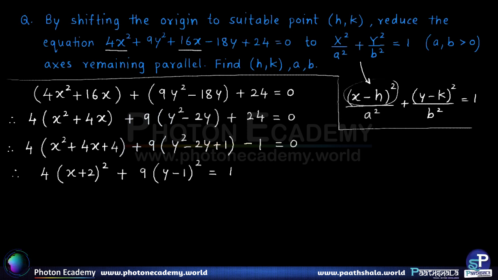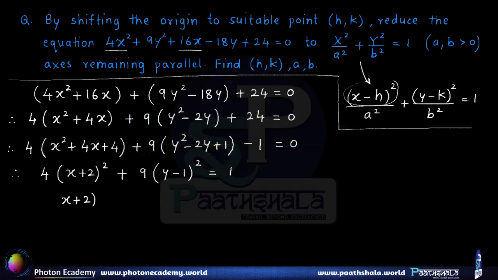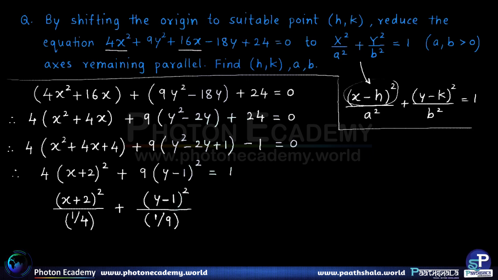So therefore we can write this as x plus 2 the whole square upon, this 4 taken down will become 1 upon 4, plus similarly we have here, that is y minus 1 the whole square upon 1 upon 9 equal to 1. So now if we compare with the required format, we are almost close to getting the final form. It's just that we need to now write the subtraction in the numerator.